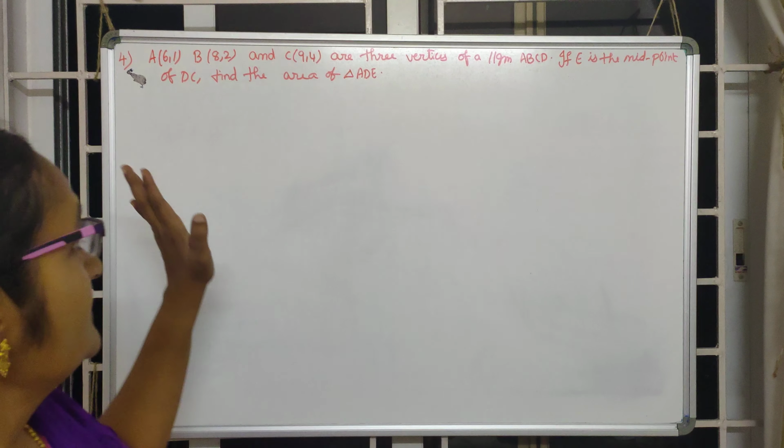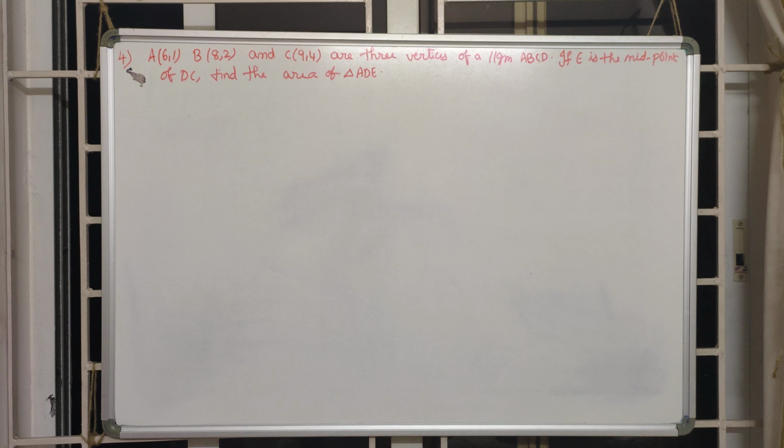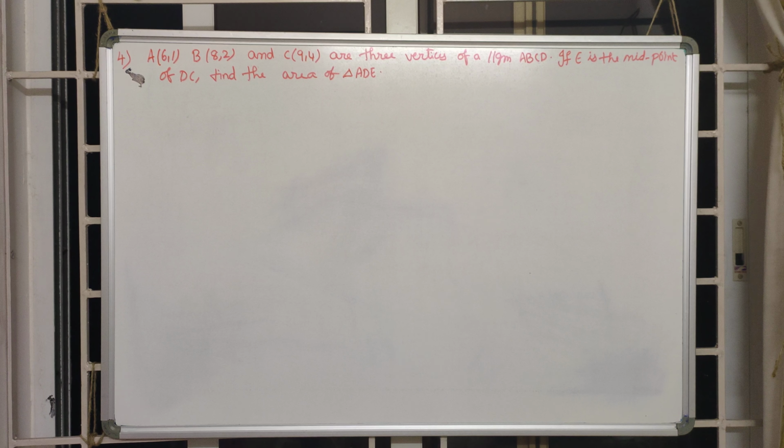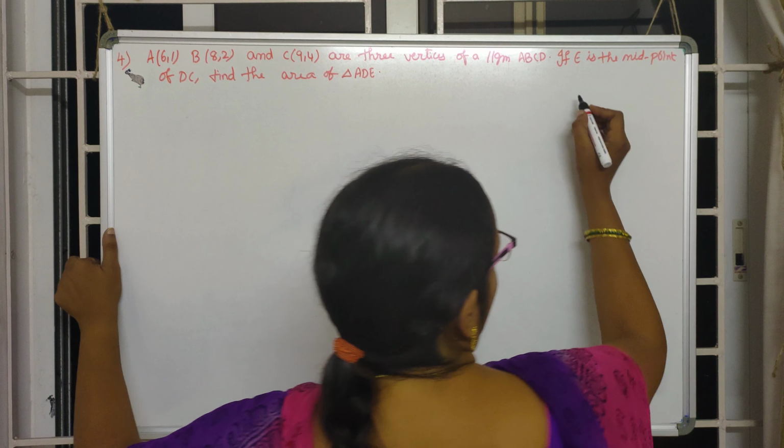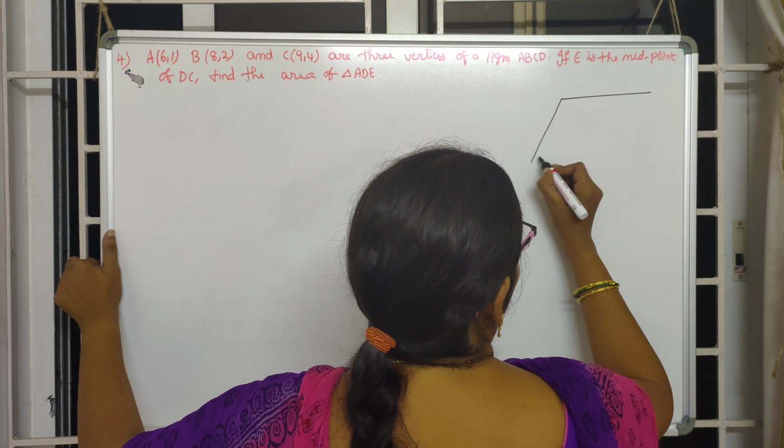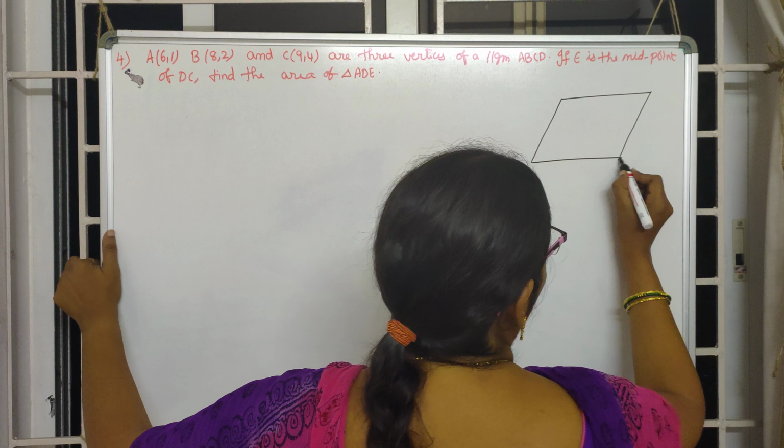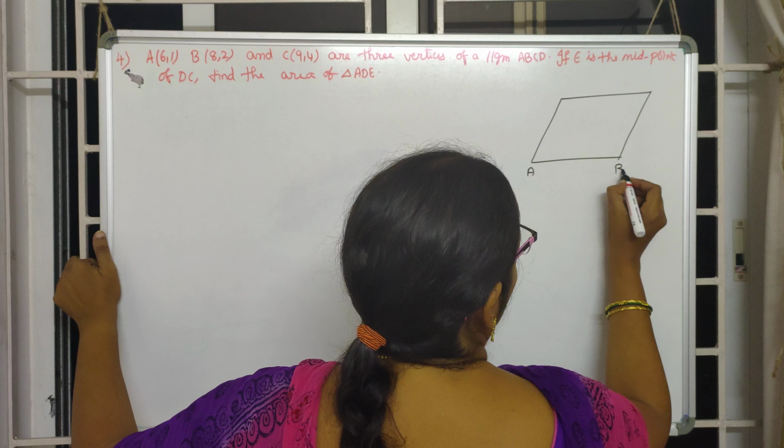Hi everyone, let us see the next example. A(6, 1), B(8, 2) and C(9, 4) are three vertices of a parallelogram ABCD. If E is the midpoint of DC, find the area of triangle ADE, they are asking. Sorry, not a quadrilateral, it is a parallelogram.